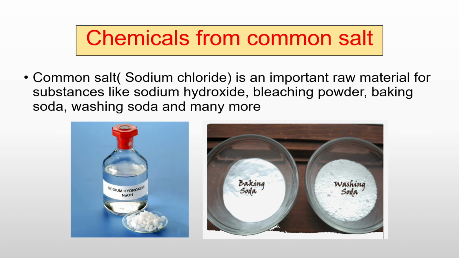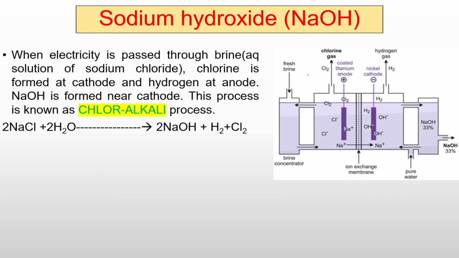So there are various chemicals which are made using common salt. Common salt is sodium chloride. It is a very important raw material. It is used for the preparation of sodium hydroxide, bleaching powder, baking soda, washing soda, and many more. So we will discuss them quickly one by one. The first part is sodium hydroxide.